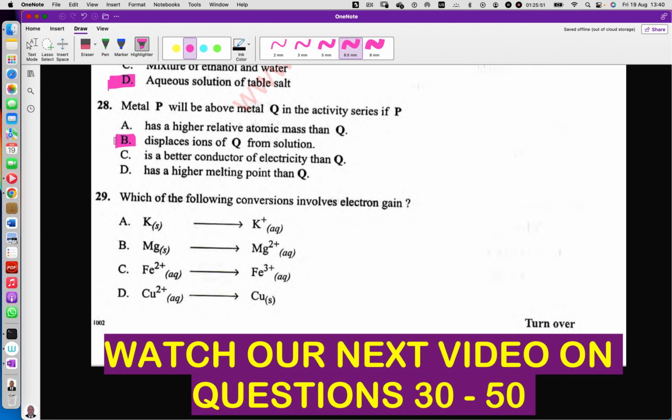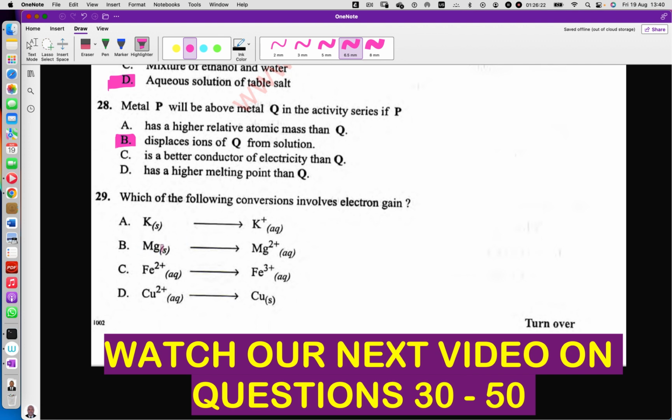Question number 29. Which of the following conversions involves electron gain? Potassium ion to potassium, potassium solid to potassium ion. In solution, this one is a metal, it is going to lose an electron, and it has a plus charge. So it is not electron gain.